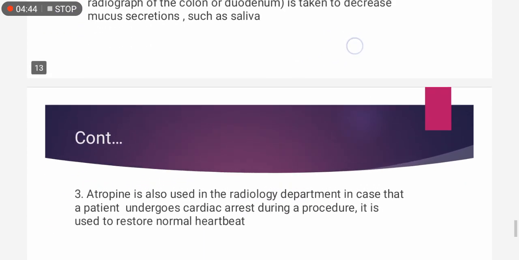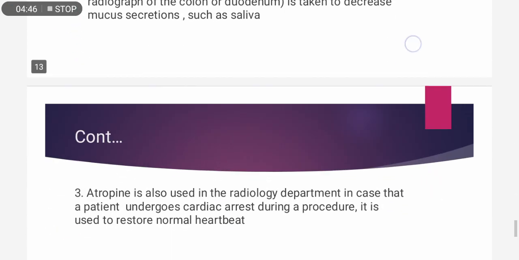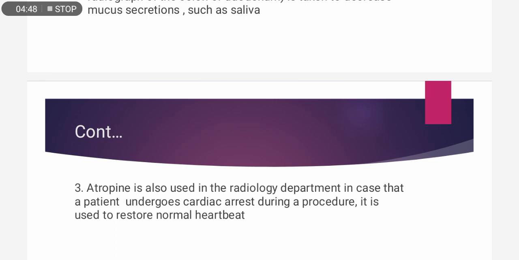Also, the third use of atropine sulfate in the radiology department is that in case a patient undergoes cardiac arrest during a procedure, it is used to restore normal heartbeat.